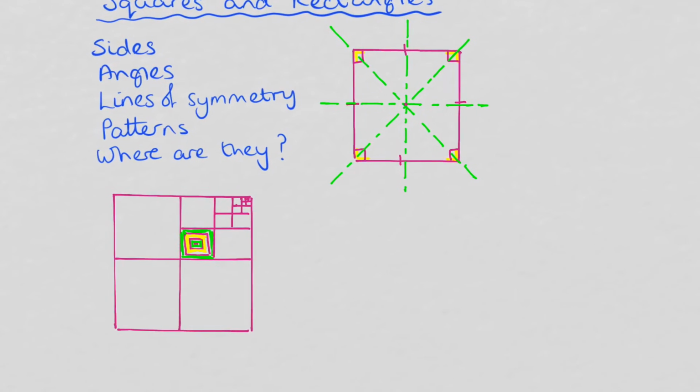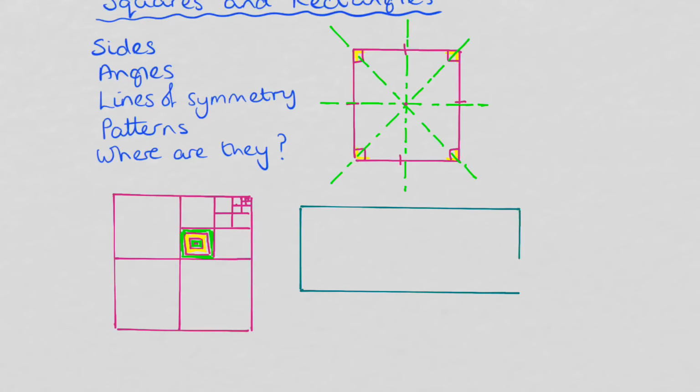So we need to think about the sides of a rectangle. So let's just draw a rectangle here. I'm going to make this one 8 centimetres long, and it's going to be 3 centimetres that way. Alright, so here's a rectangle.